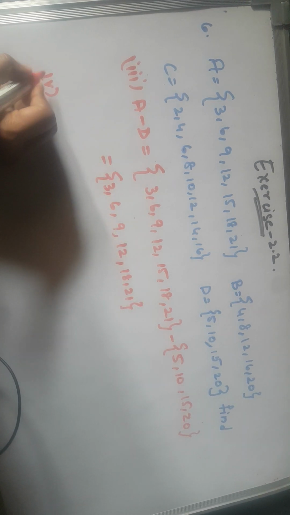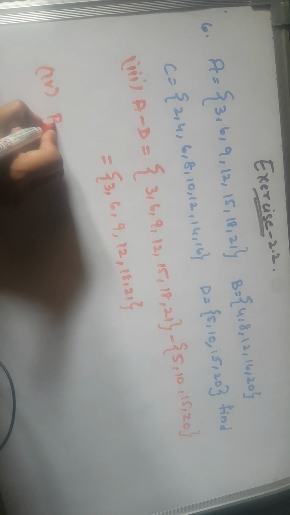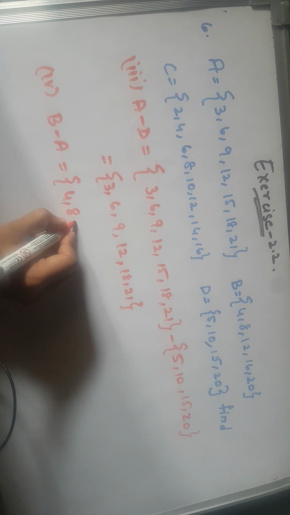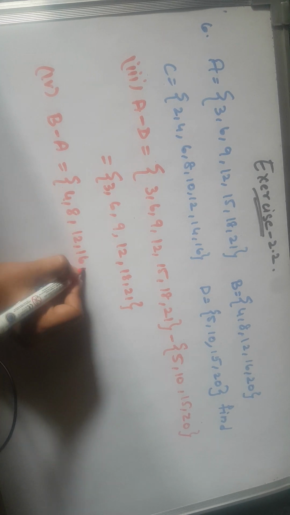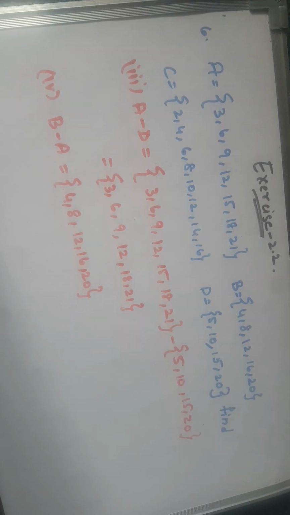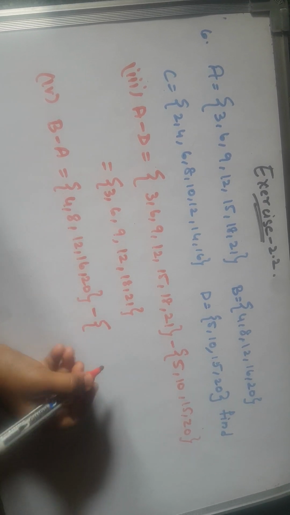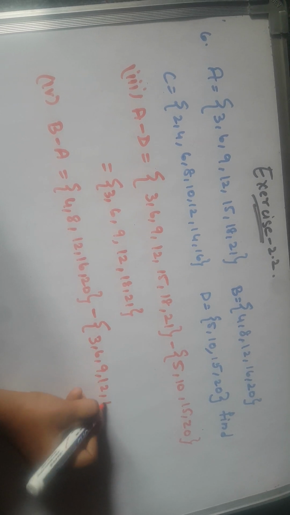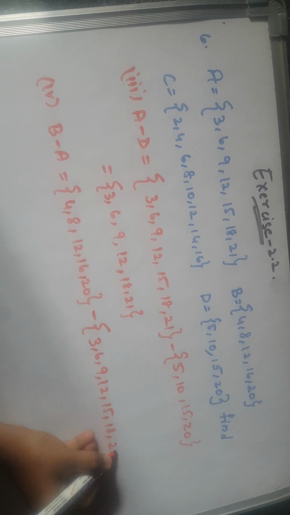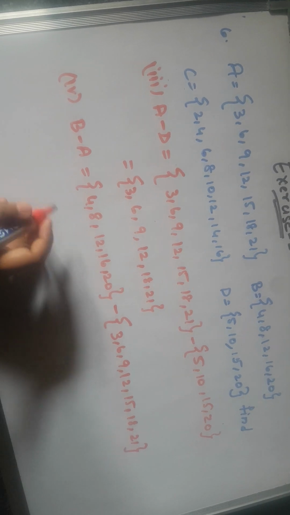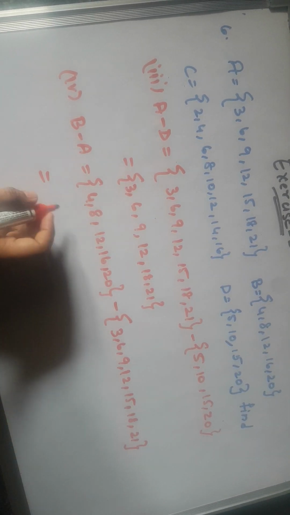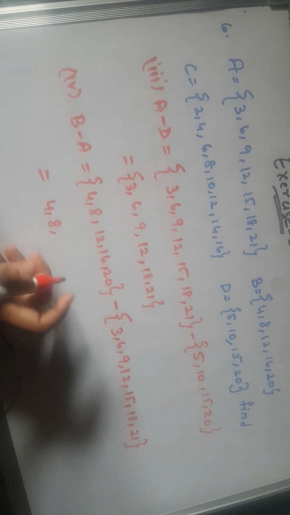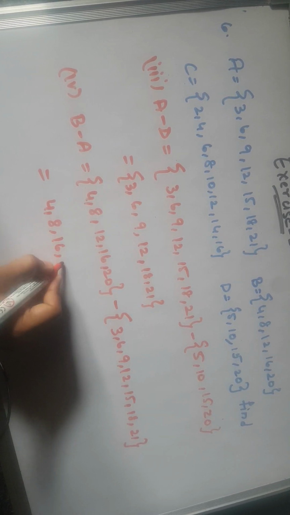Now taking the fourth question. B minus A. Finding the value of B minus A. What is the value of B? 4, 8, 12, 16, 20. Minus A. 3, 6, 9, 12, 15, 18, 21. Then when subtracting, what is the value that comes? 4, 8, 12 is present, so cancel it, 16, 20.